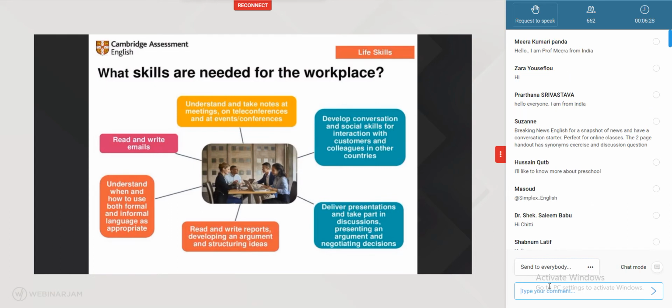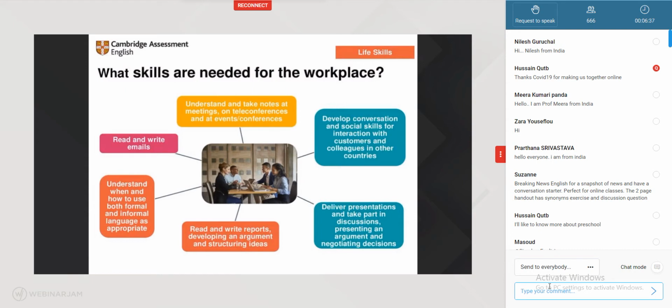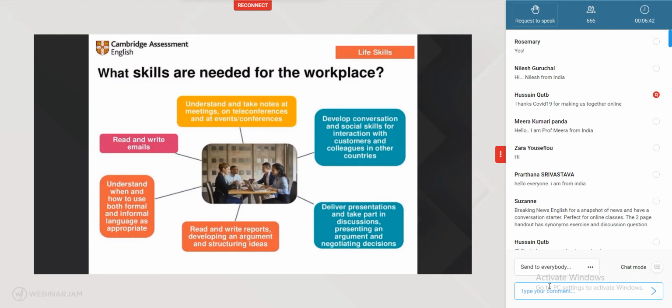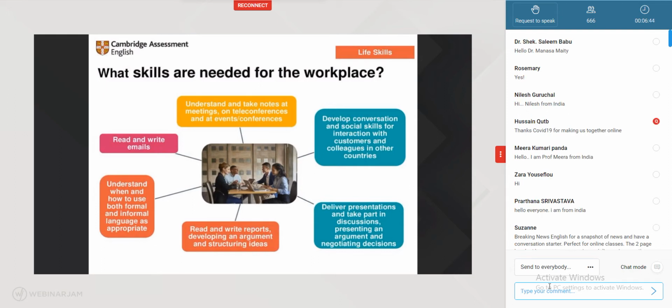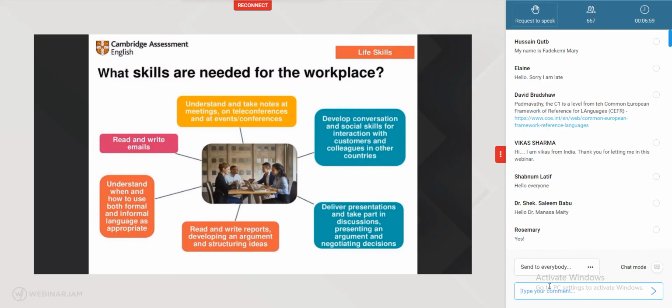And speaking wise, again, delivering professional presentations, taking part in discussions, presenting arguments, negotiating decisions, alongside much higher level conversations, social skills for networking, interacting with customers, colleagues. And your favorite, Victoria, reading? Yeah, being able to read and also write reports, again, developing arguments, structuring ideas, and also understand when and how to use both formal and informal language as appropriate.